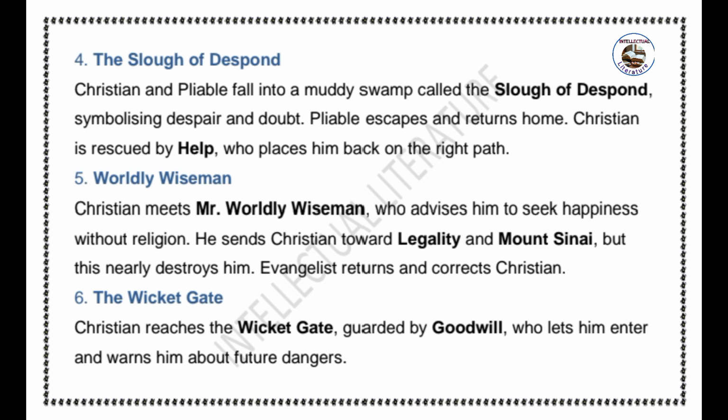Christian meets Mr. Worldly Wiseman, who advises him to seek happiness without religion. He sends Christian towards Legality and Mount Sinai, but this nearly destroys him. Evangelist returns and corrects Christian. Christian reaches the Wicket Gate, guarded by Goodwill, who lets him enter and warns him about future dangers.